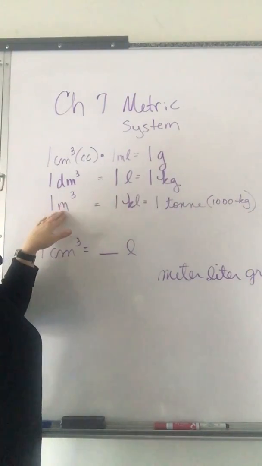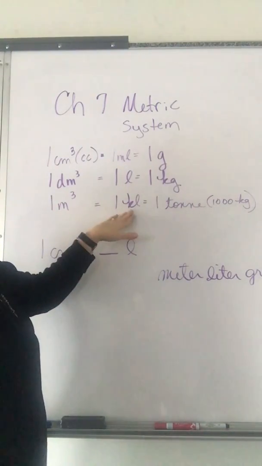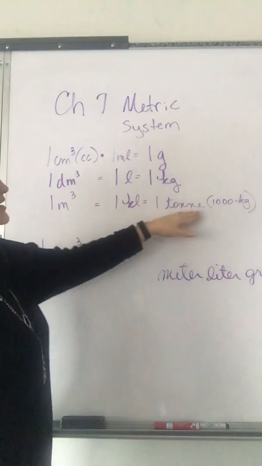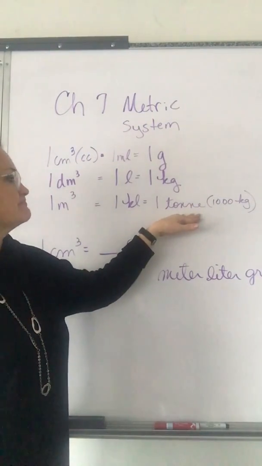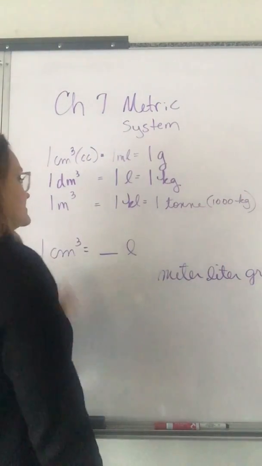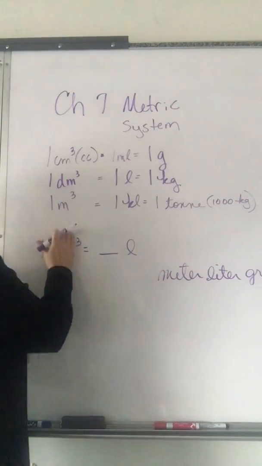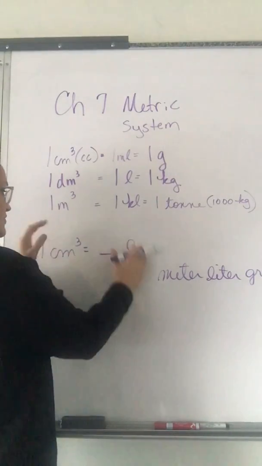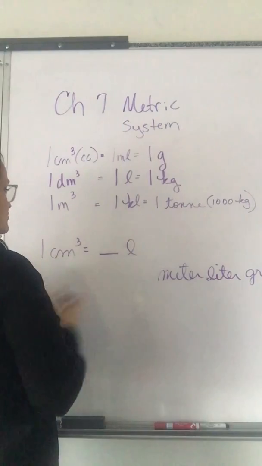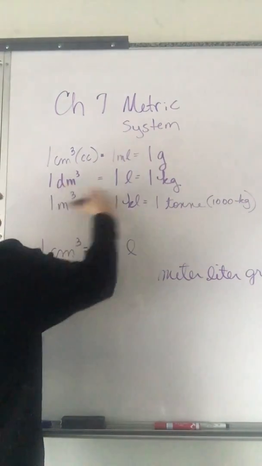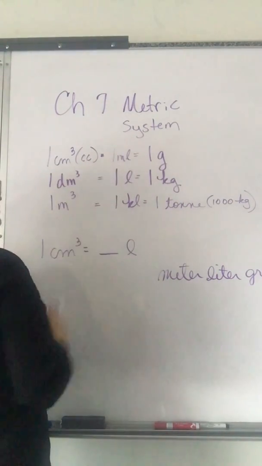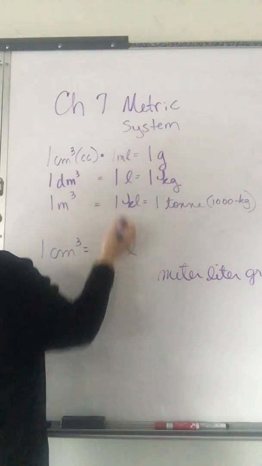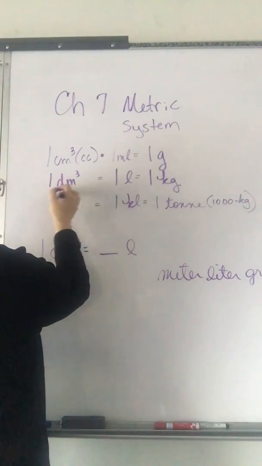And then lastly, a cubic meter would hold a kiloliter of liquid, and it would weigh a metric ton, 1,000 kilograms. So if you're asked to convert a cubic centimeter to liters, where these aren't in the same units really, we need this chart to convert. And think about, well, what's a liter in? A liter is a cubic decimeter.